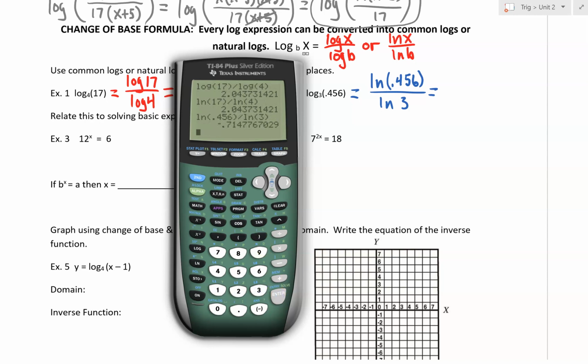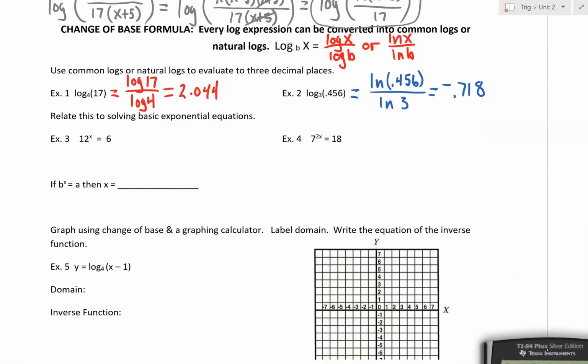We end up with an answer that says negative 0.718. So either way you do it, should give you the same answer. Now this one, it's saying relate this to solving basic exponential equations. Well, 12 to the x power is equal to 6.